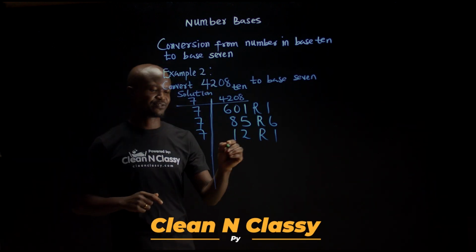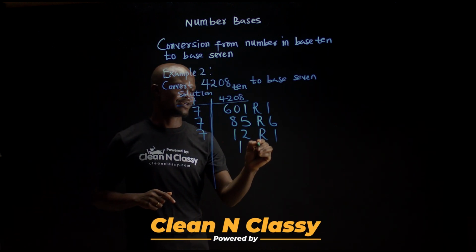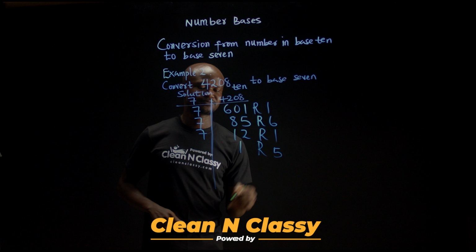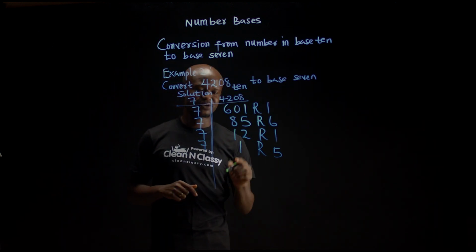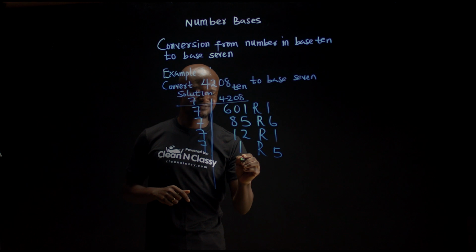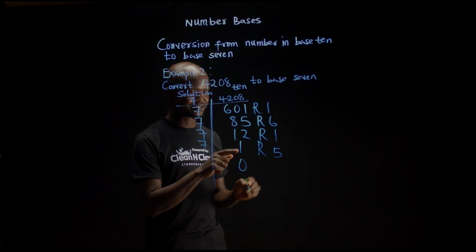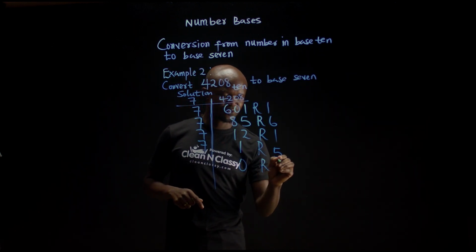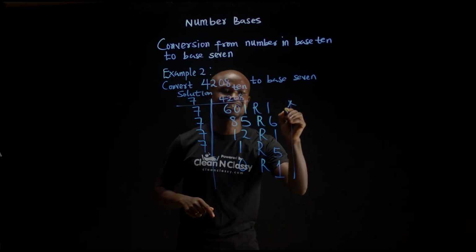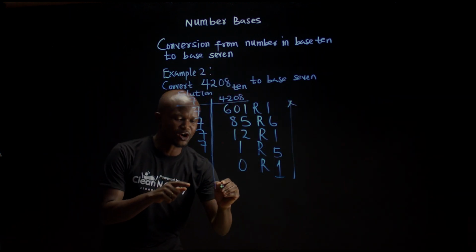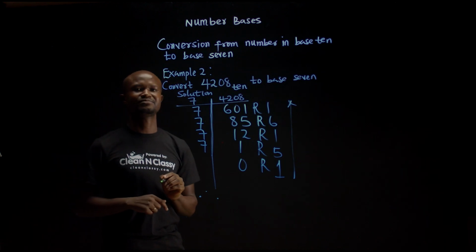12 divided by 7. 1. Remainder what? 5. Then we divide by 7 again. What do we have? 1 divided by 7. 0. Remainder what? Remainder 1. Now we take it from bottom to up. Take note of that. We now conclude our answer.